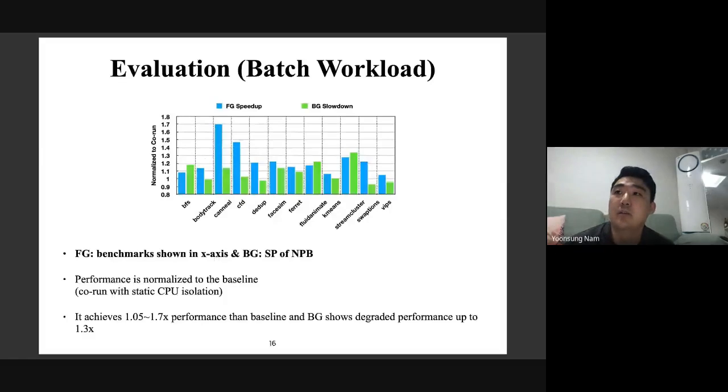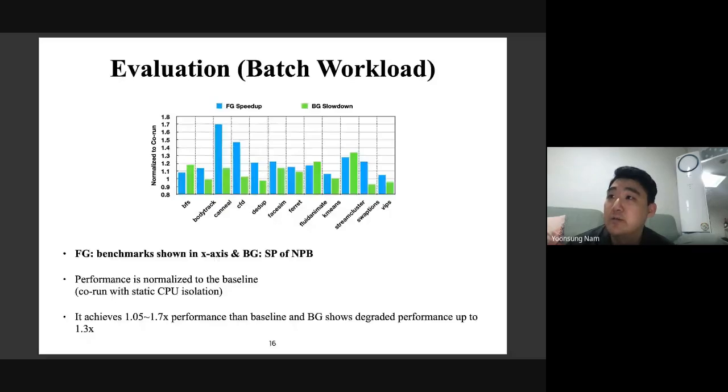First, we collocate 2 batch workloads on a server. The X-axis shows foreground workloads, and SP is collocated as the background one. The Y-axis shows performance normalized to the baseline, which corresponds to static CPU isolation. In this evaluation, our system achieves up to 1.7 times better performance than the baseline.